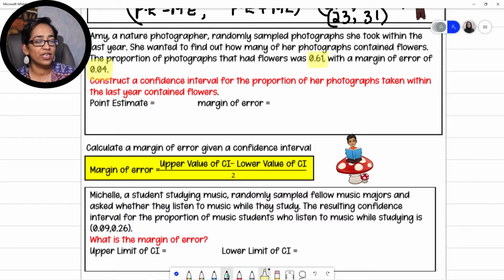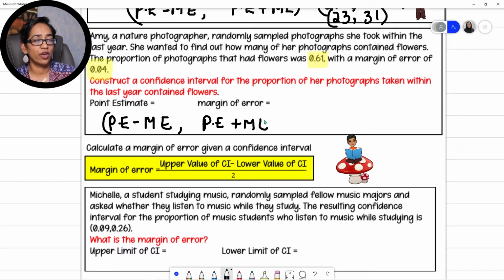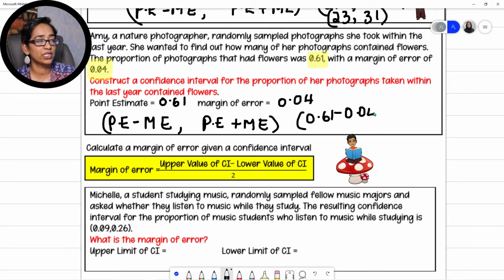So I know that the confidence interval formula is point estimate minus margin of error. Confidence interval means lower limit, upper limit. And point estimate plus margin of error, right? What is my point estimate? 0.61, margin of error 0.04. Now my confidence interval is 0.61 minus 0.04, 0.61 plus 0.04. And what is that going to be? This is going to be 0.65, right?